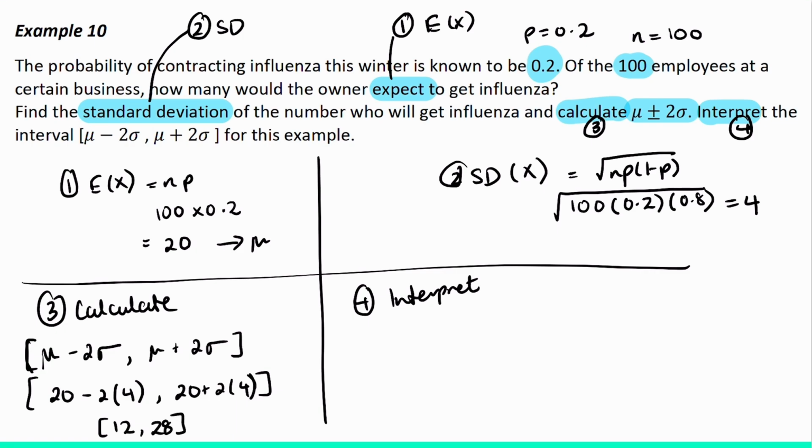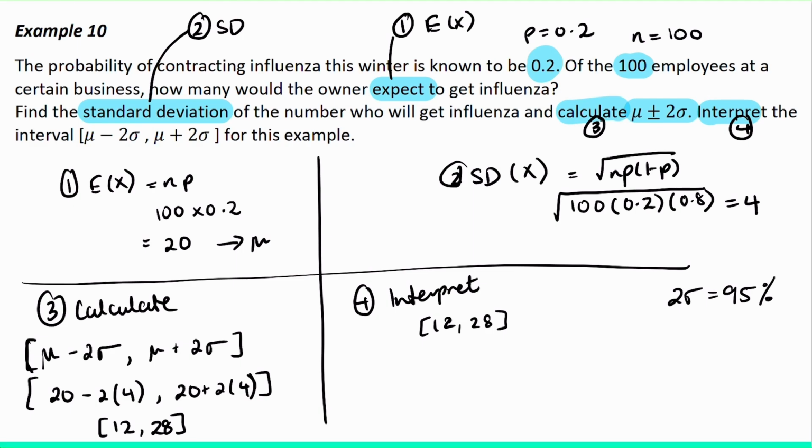Now finally, what it's asking me to do is to interpret this interval. So what does this mean, 12 to 28? Remember, I expect 20 people to get influenza because that's 20% of 100. But because we're not in a perfect world where all of our trials are going to work out perfectly, there has to be some sort of a range. Remember, with our binomial graphs, we had our expected value as the majority of successes, but then we did have certain numbers around it. Within 2 standard deviations is when I get 95% of my data.